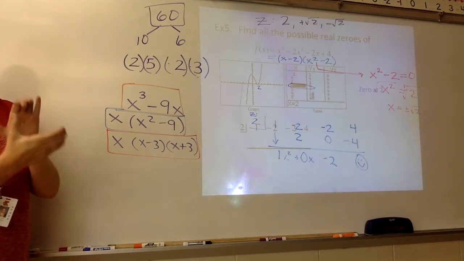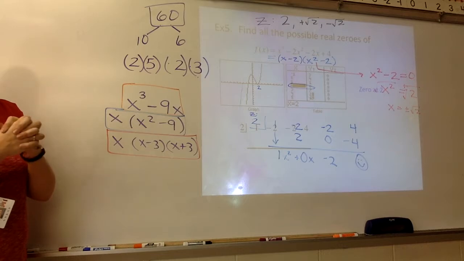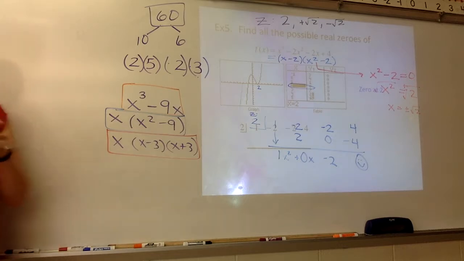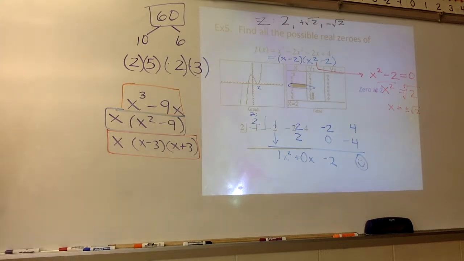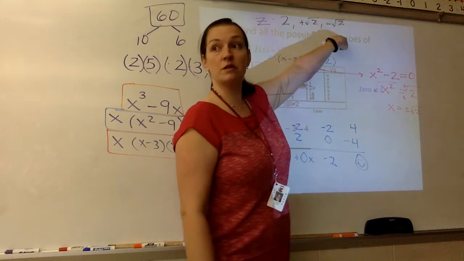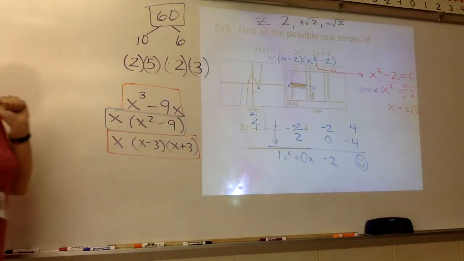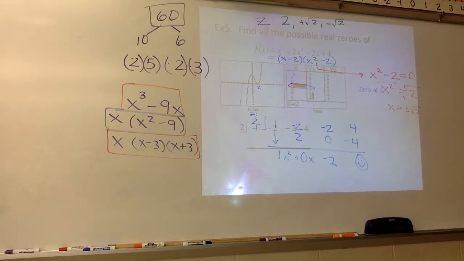Why do you only list two, not the other zeros? There's only 3 zeros. Why did you only pick the two? I didn't. I picked 3: 2, positive root 2, negative root 2. That's 3. No, like on the graph. The graph shows 2, 1.41, and negative 1.41.